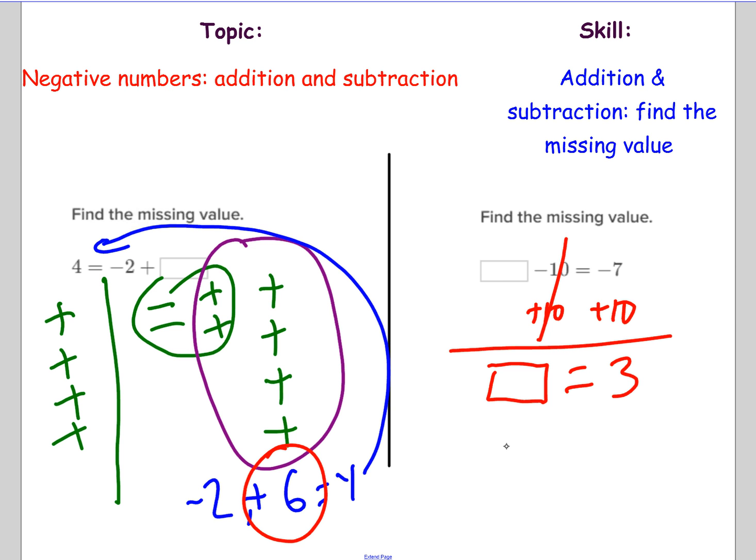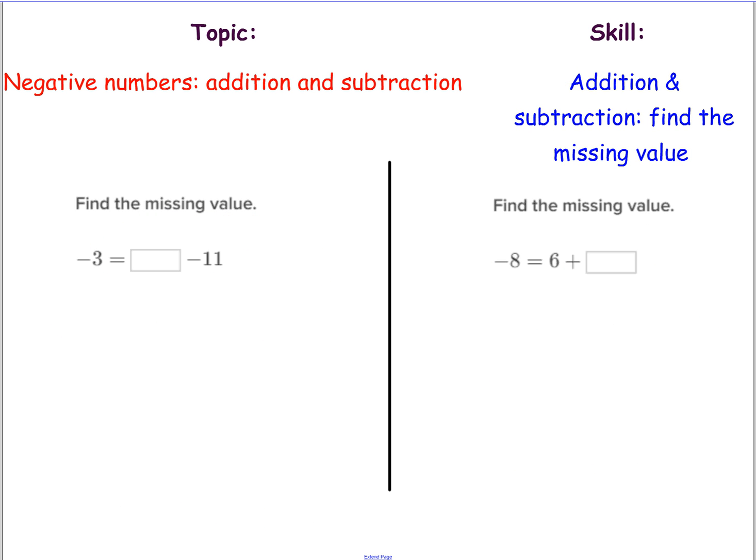All right, and to prove that to you, I'm going to replace the empty box with 3. So 3, let's do this in a different color. 3 minus 10, 3 and -10 equals -7. So there's your answer, which means 3 is the number that fits right in there. 3 is the missing value. Let's try another one. All right, so we have, find the missing value.